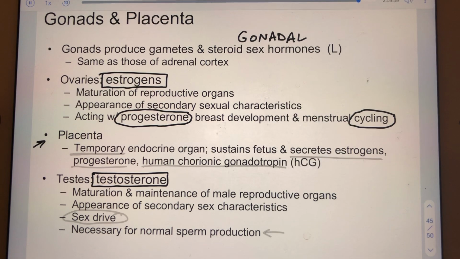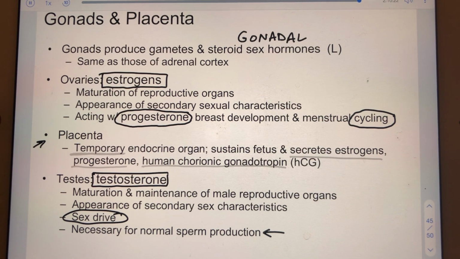Okay. Also, influences the onset of secondary sex characteristics, influences sex drive, really in both males and females, okay, and is influential for spermatogenesis. And we'll come back to that automatically, really at the end of the quarter. Now let's jump back to the placenta.